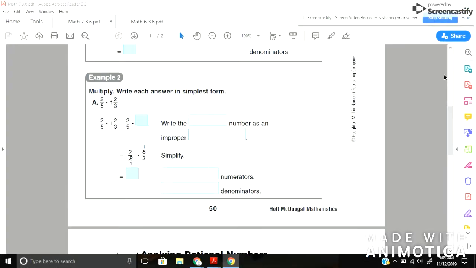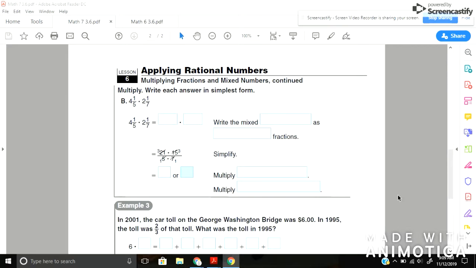All right, go ahead and flip to the back side for letter B.